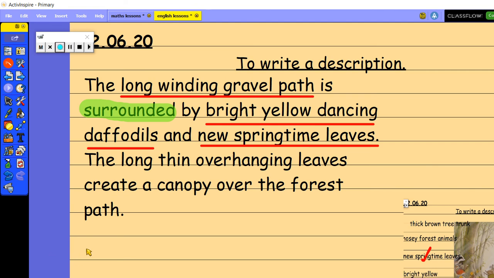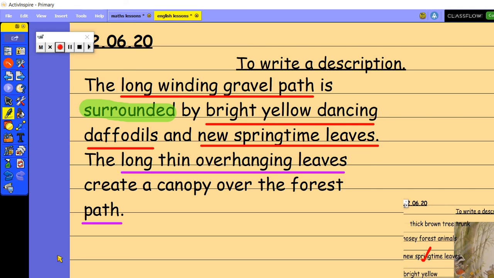I'm going to change my pen colour just to help a little bit to make it easier to see. So we have got this time the long, thin, overhanging leaves create a canopy over the forest path. Now, I've not actually used the description of the path there, but I have used the long, thin, overhanging leaves. So I'm going to tick that one off. And again, I've used the path again, although I've not described it. Okay, I could also go on to say as the character pushes his small green wheelbarrow down the path. So there's loads that I can put in there.